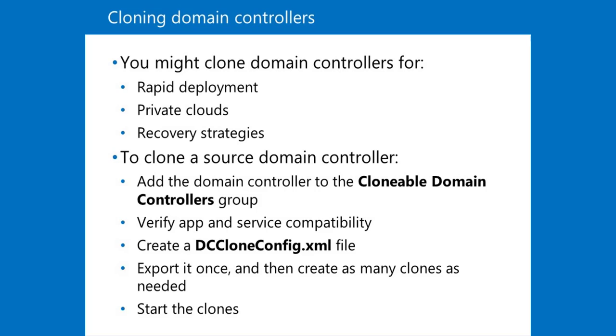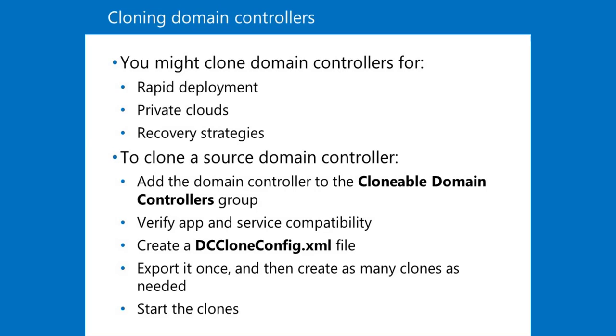To prepare to deploy virtual domain controllers, follow these steps. 1. Add the source domain controller to the Cloneable Domain Controllers group. 2. Verify that the apps and services on the source domain controller support the cloning process. You can do this by running the following Windows PowerShell command. Get-ADDCCloningExcludedApplicationList. You must remove or test any apps or services that do not support cloning.